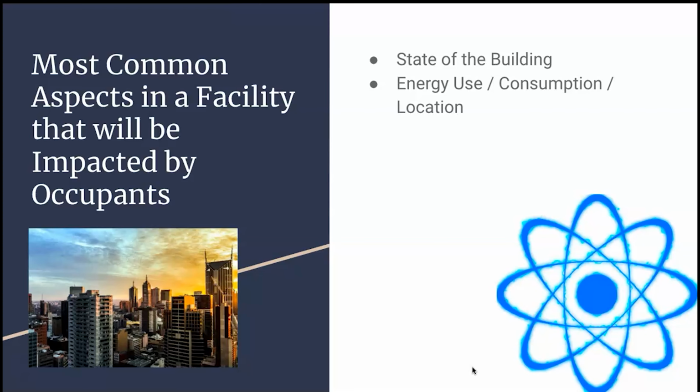If an occupant works in an environment that is a bad workspace, then they will not want to be there, causing them to go into work just to do what they have to do and leave, thus affecting their performance. The second being the energy use and consumption of the building and its location. The use of energy is also another factor that impacts the occupants of said facilities.